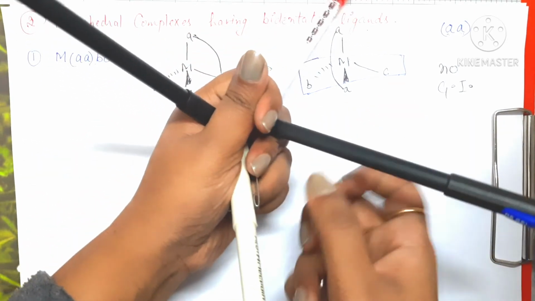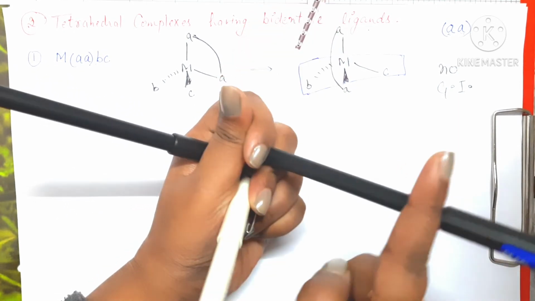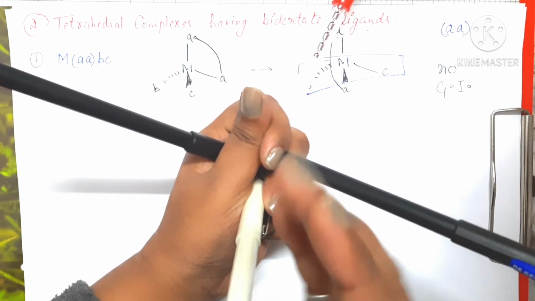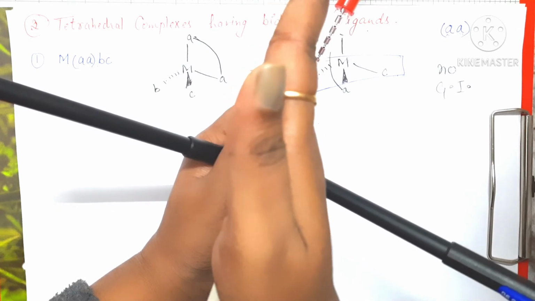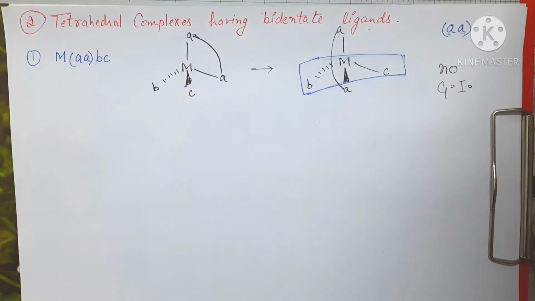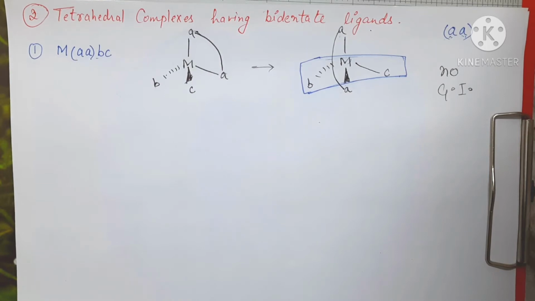Now if I pass a plane through these two, then this and this will reflect. Although they are attached, they are going to reflect. Or you can say this plane will divide this molecule into 2 equal halves. So this is how the plane of symmetry is present. If POS is present, the compound is optically inactive and has no enantiomeric pair. So this is the first compound. It is not going to show geometrical isomerism and it has a plane of symmetry, so it is optically inactive, having no enantiomeric pairs.